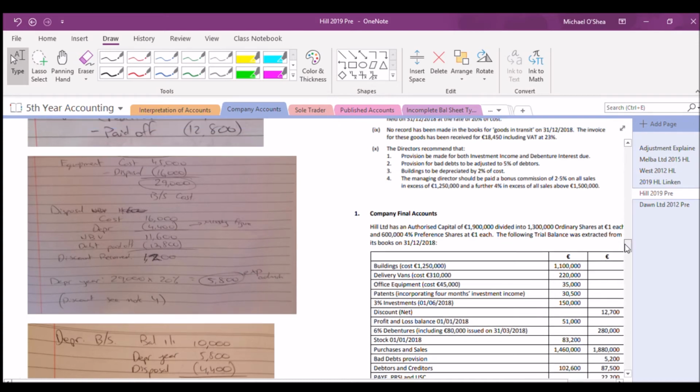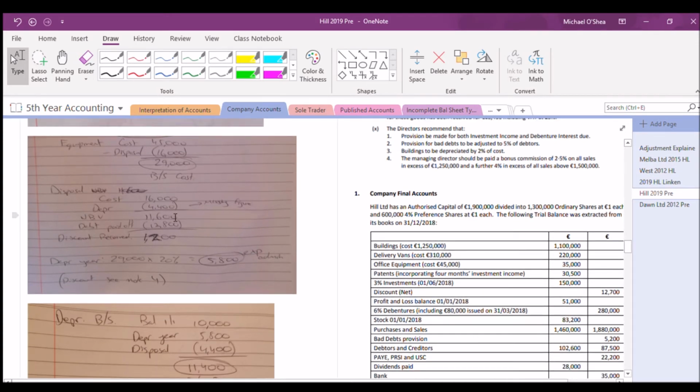Next thing I'm going to look at, and this is just normal disposal cost, depreciation for the year, accumulated depreciation. Well, my accumulated depreciation at the 1st is the difference between the cost and net book value figure they gave at the start, which is 10,000. I add the depreciation for the year, and I take away the disposal amount up here as we normally would. 11,400 is my accumulated depreciation.